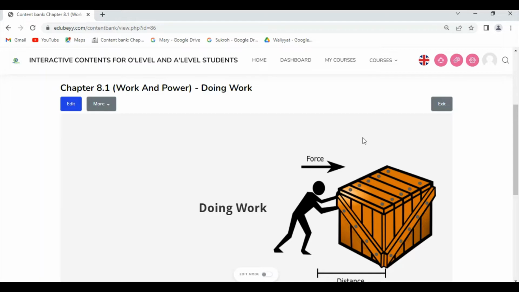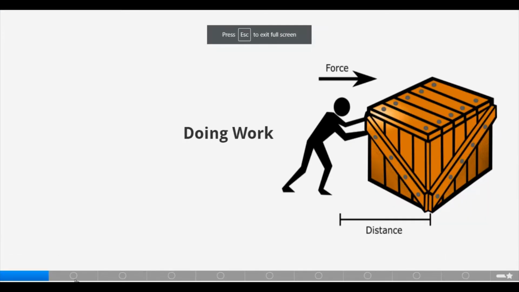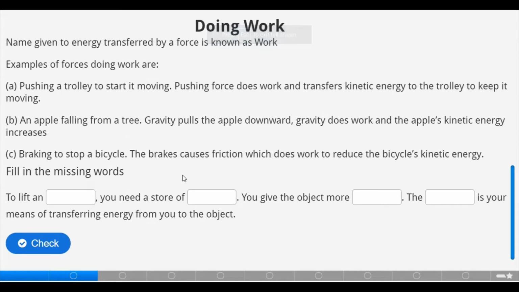Today we'll be learning chapter 8.1, Work and Power. So with this we start with doing work. Energy transferred by a force is known as work. Examples of forces doing work are: A. Pushing a trolley to start it moving. The pushing force does work and transfers kinetic energy to the trolley to keep it moving.